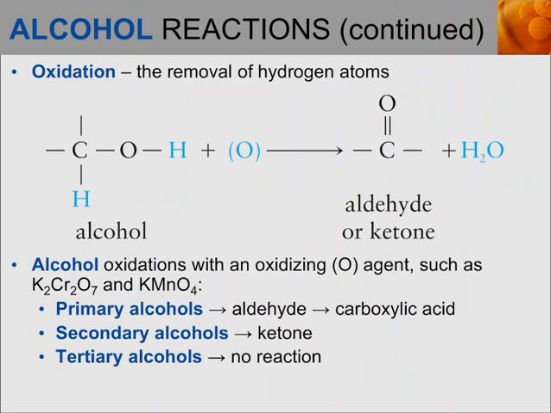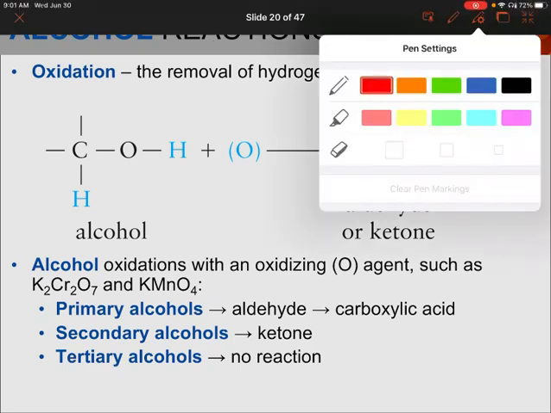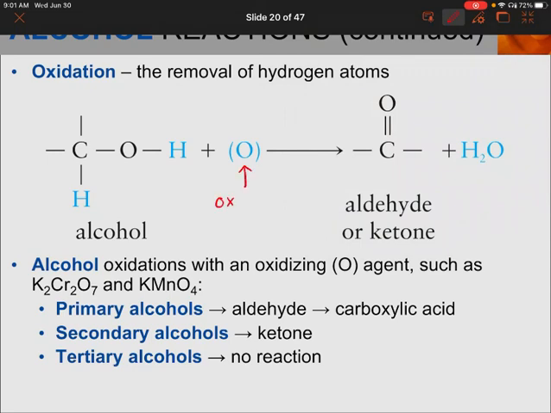All right, let's go to our third alcohol reaction called oxidation. So in this reaction, oxidation involves the removal of hydrogen atoms. You can also think of this as the addition of a carbon-oxygen bond. So we're going to start with an alcohol, of course, since these are alcohol reactions. And then we're going to add something called an oxidizing agent. And we can abbreviate that as O in parentheses.